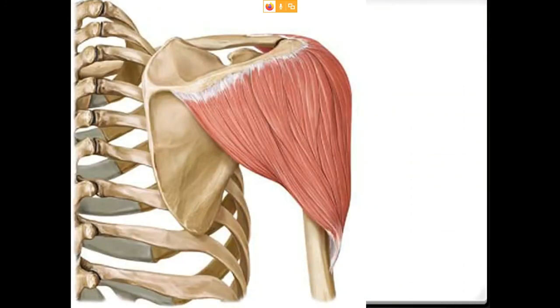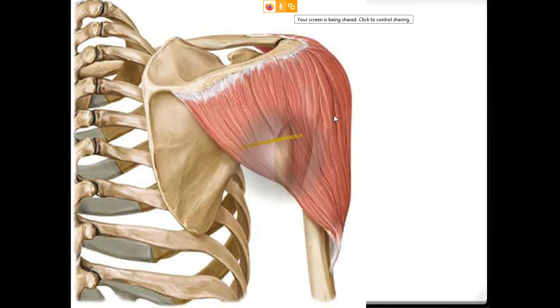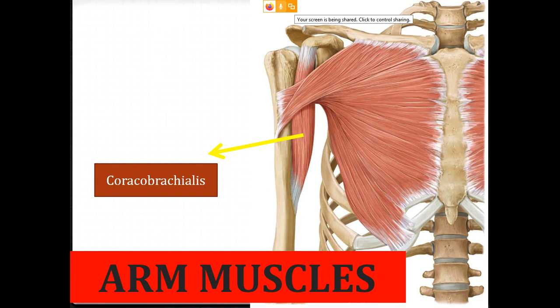This muscle is supplied by the axillary nerve, which is supplying this deltoid muscle. So what is the clinical importance? Intramuscular injections are given to this deltoid muscle. Okay, so that is the deltoid muscle. Then coming to the arm muscles.